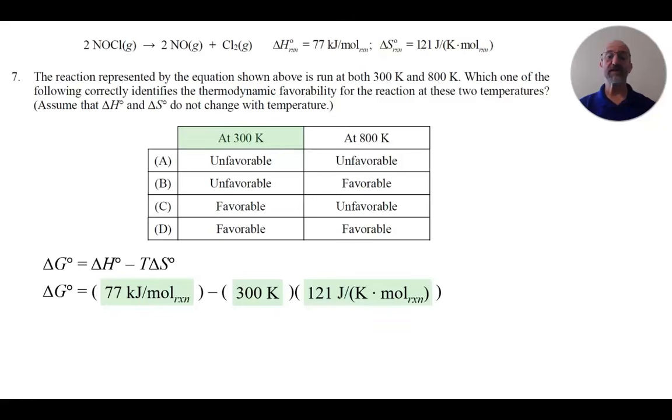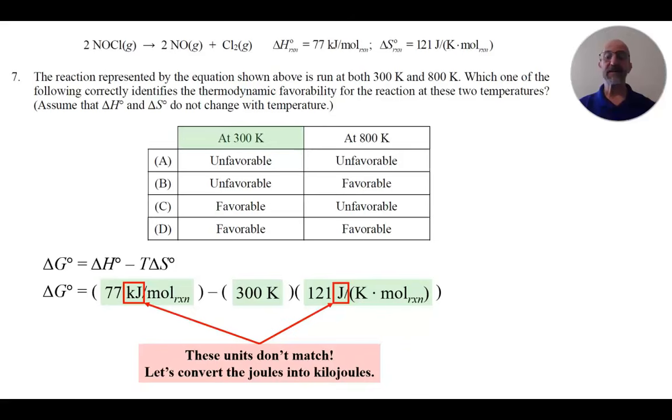Now I will pause for just a moment. Some students watching this video might not see the problem. And the problem is not the numbers, it is the units. If we don't take care of units right now, then we are about to get the wrong answer for the value of delta G. So what do I mean by units? Well, 77 kilojoules per mole of reaction, 121 joules per Kelvin mole of reaction. So these units don't match.